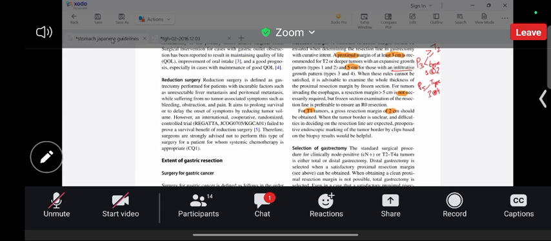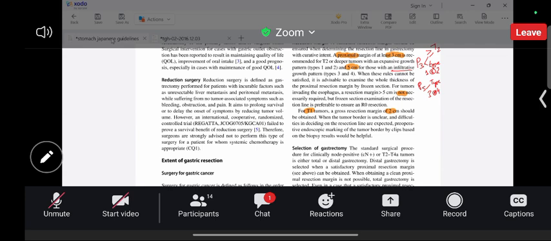For T1 tumors, a gross resection margin of 2 centimeters should be obtained. When a tumor border is unclear, difficulties in deciding on the dissection line are expected. Preoperative endoscopic marking of the border by clips can be done, along with taking biopsies.